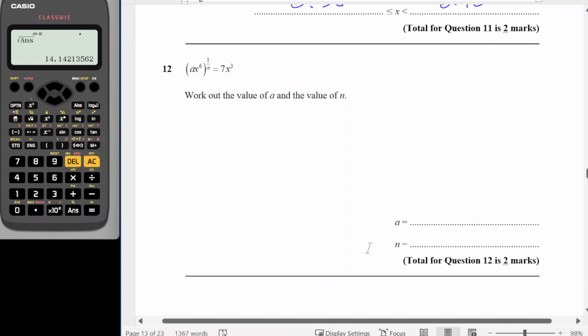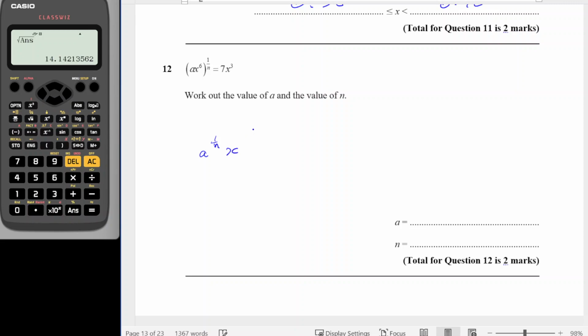Okay, question 12. Work out the value of a and the value of n. Okay, so I'm going to look at simplifying this as much as I can first of all. So a to the 1 over n times x to the 6 over n is equal to 7 to the x cubed. So I've just multiplied out or expanded this.